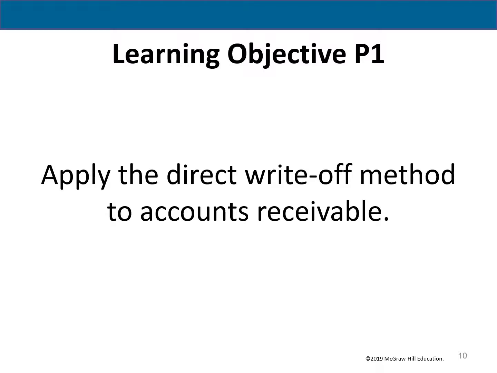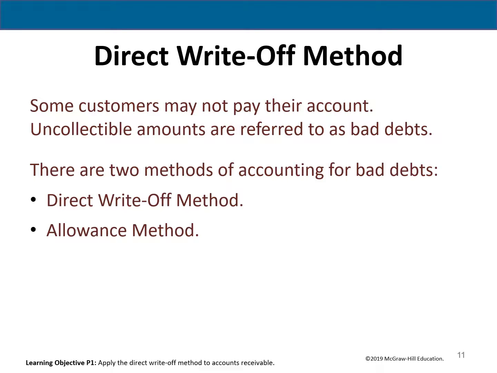And the first is called the direct write-off method. Now we're going to talk about it, but you usually don't use it in this type of class for creating financial statements. You usually use it on the tax return. So some customers may not pay their bill. Uncollectible accounts are referred to as bad debts, and there are two methods of accounting for bad debts. Direct write-off is the method we're going to tell you about, but we don't use it for financial statements normally. The method we do use is called the allowance method. So let's look at both.